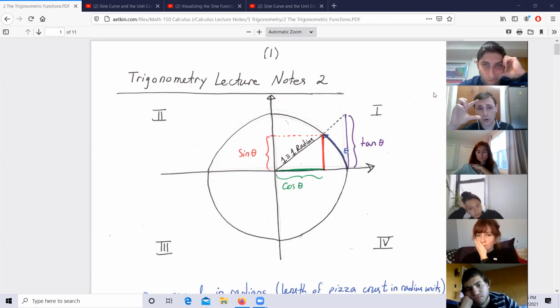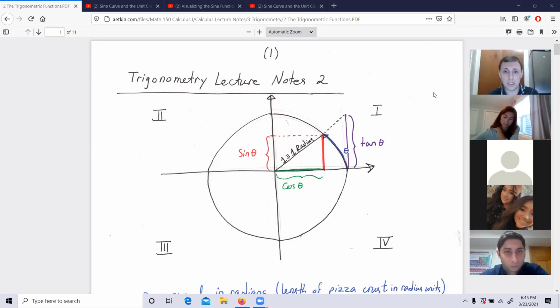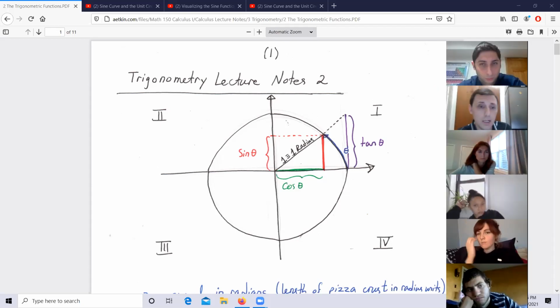This length of the red rope compared to the radius is what I consider to be sine. The green shadow here is cosine. Are we clear? This is cosine, this is sine, and now let's see how well you can visualize. Tell me, guys, please, what is sine of 0?